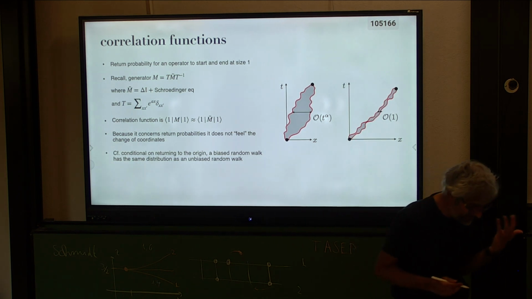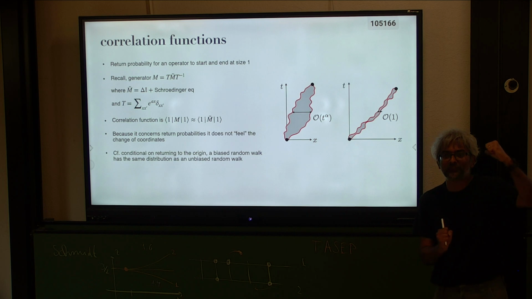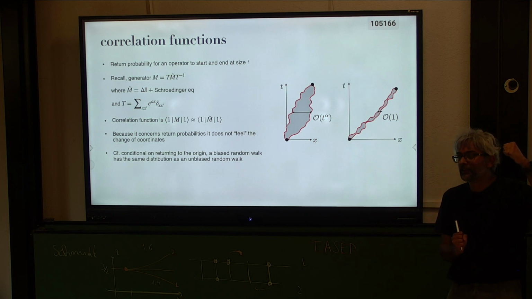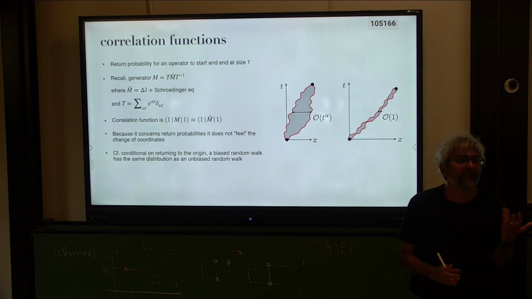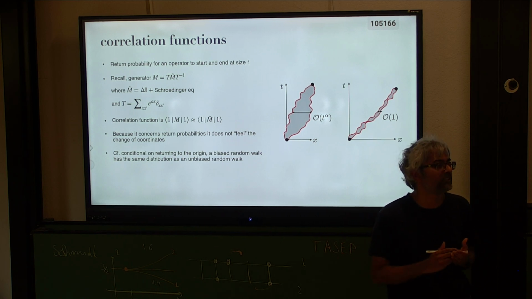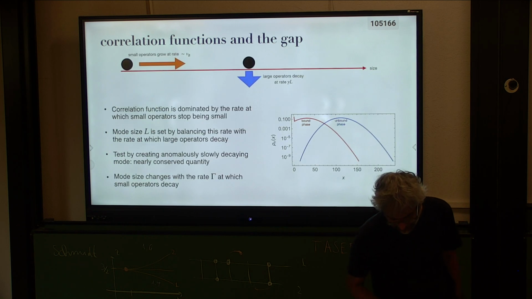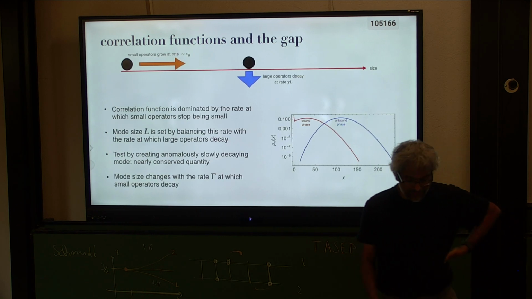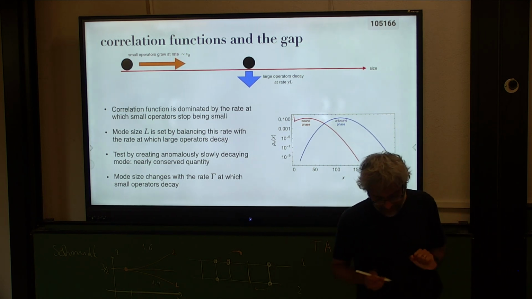An analogous problem is if you think about a biased random walk, and you condition the probability distribution of the biased random walk on coming back to the origin, that conditional distribution is the same as the unbiased random walk. And so this is the same basic picture as that. If you're talking about return amplitudes, the bias of the random walk kind of falls out. Okay. Finally, let me say one thing about how all of these things fit together.